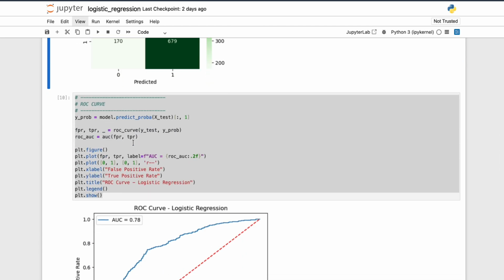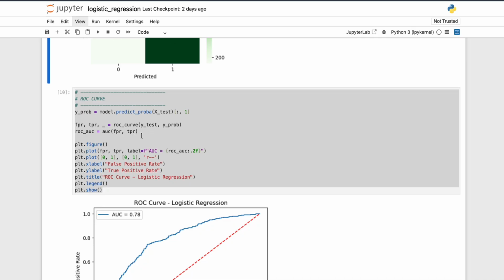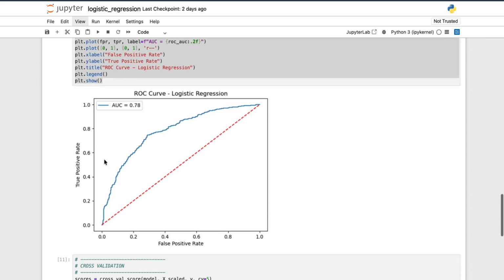And next I used the predicted probabilities to plot the ROC curve. The ROC curve shows how well the model distinguishes between the two classes across different thresholds. I also calculated the AUC score, which summarizes the ROC performance into a single value. A higher AUC value means better classification performance.